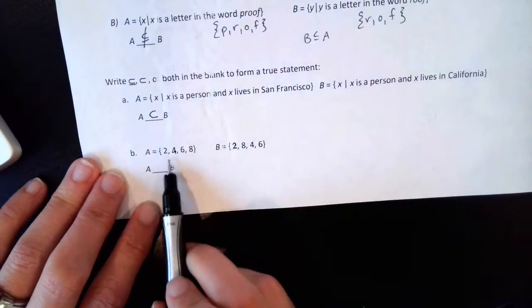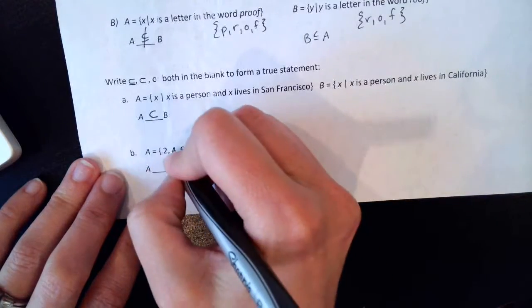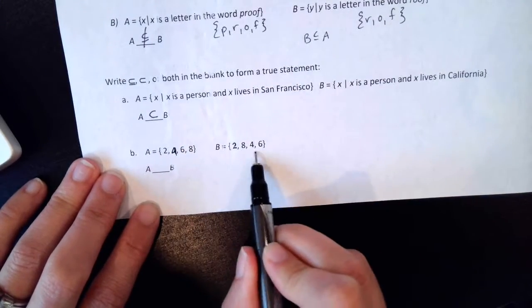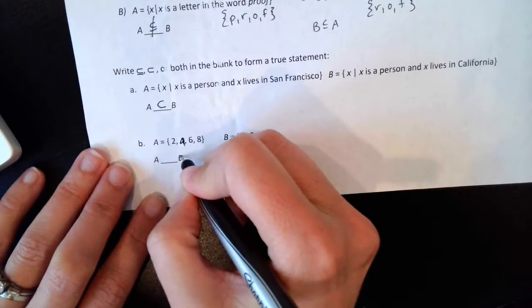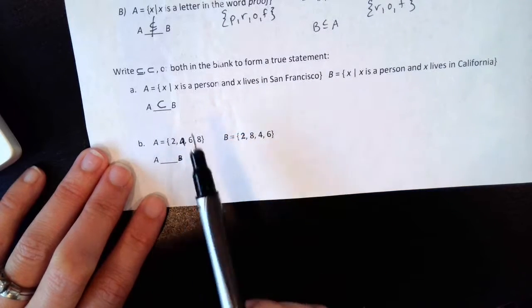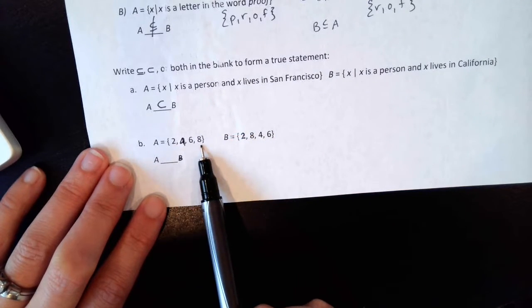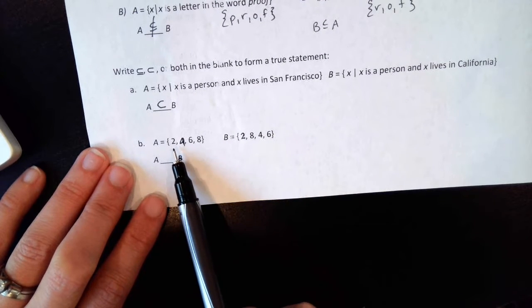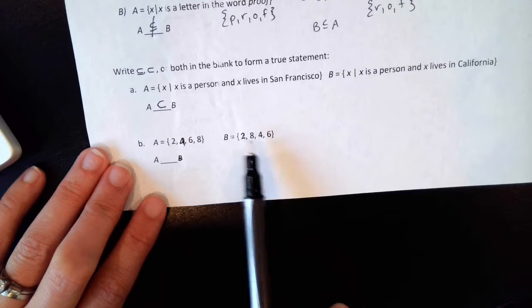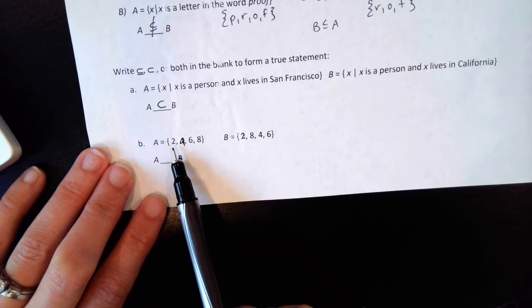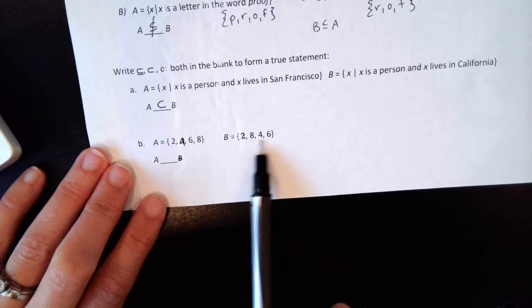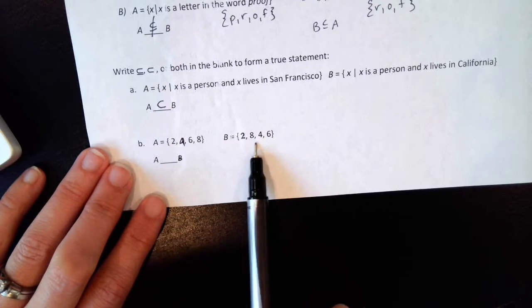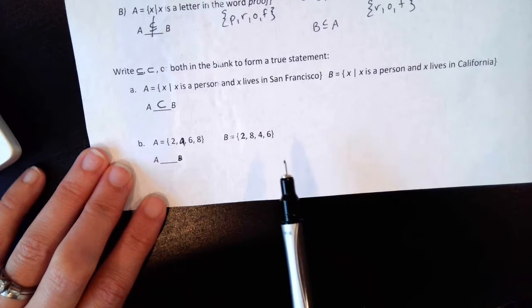So I have 2, 4, 6, 8. That's a 4. And then I have 2, 8, 4, 6. So first, let's see. I have 4 elements in this set. I have 4 elements in this set. Remember, that's the cardinality. And then, can I find all of the numbers in A? Can I also find them in B? Can I find 2, 4, and 6, 8 over here? And you can, 2, 4, 6, 8. Remember, in roster notation, the order doesn't matter.